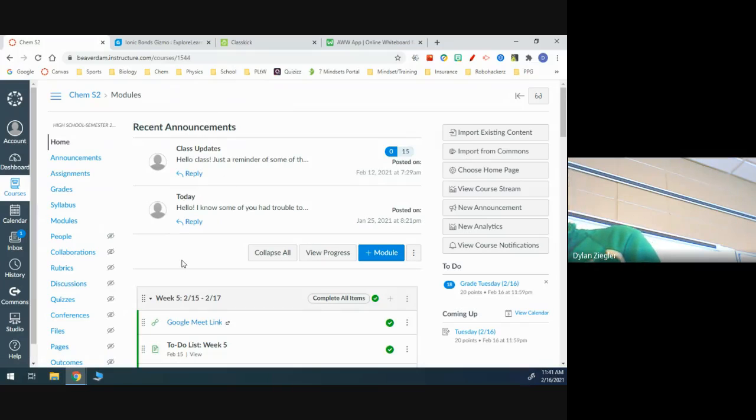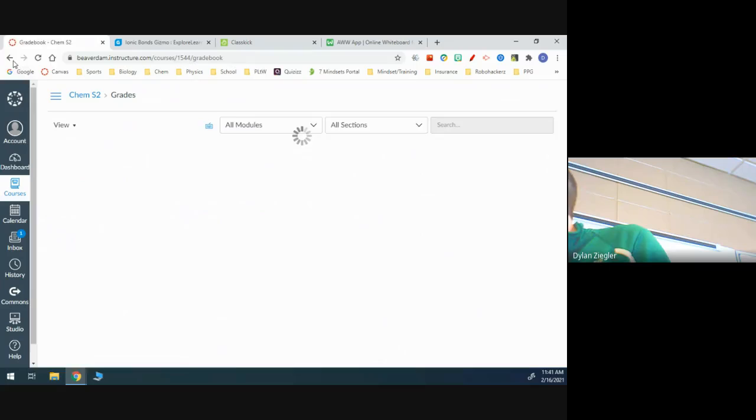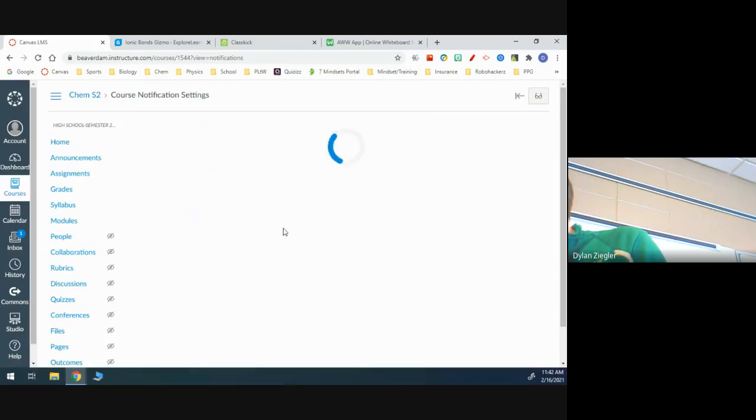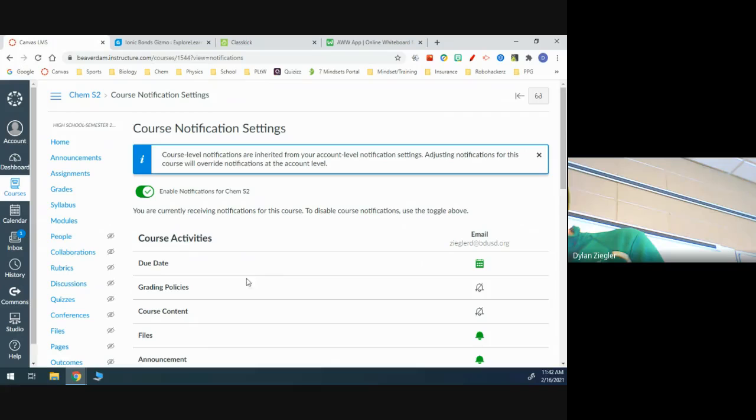Grading policies, when you give them that... no, I don't think so. I think grading policies. Whoops, let me go back here. I want to go to the grades. What does it say for grading policies here? Course grading policy change. So if I ever change the policy, which it won't change, like how much the score is worth, you'll be notified.